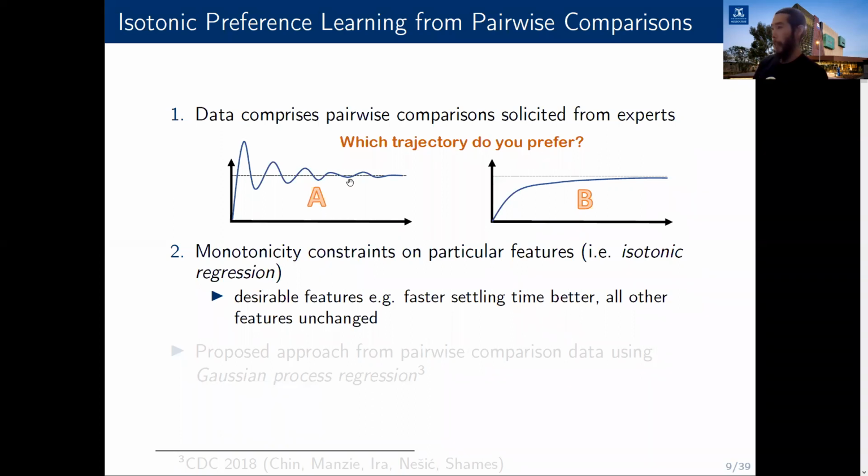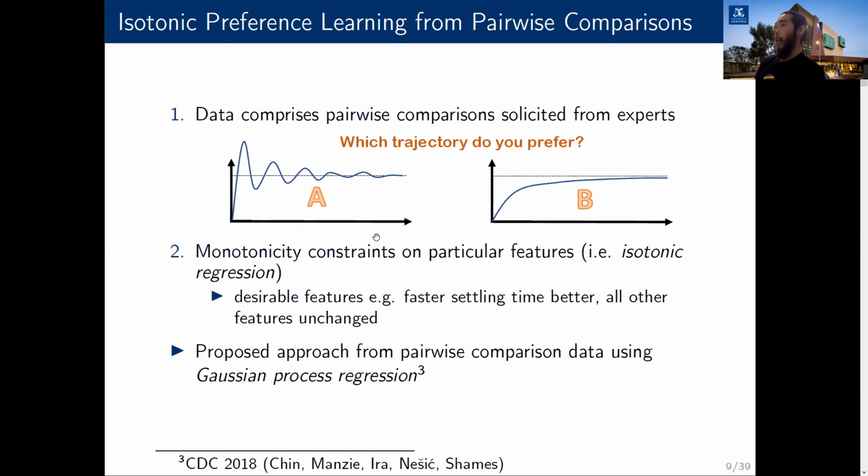Each of these has been quite extensively studied separately, but in our proposed approach, we look at the two together. So we propose an approach which performs isotonic preference learning using pairwise comparisons. And we do this using Gaussian process regression. And this research was presented at CDC a couple of years ago.